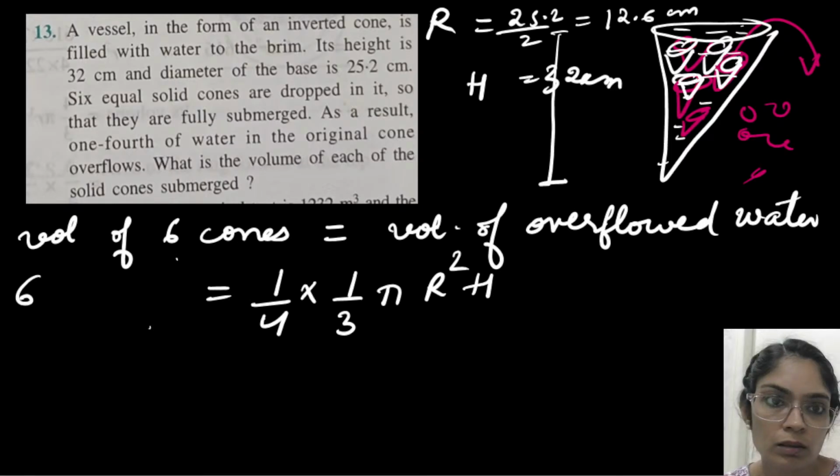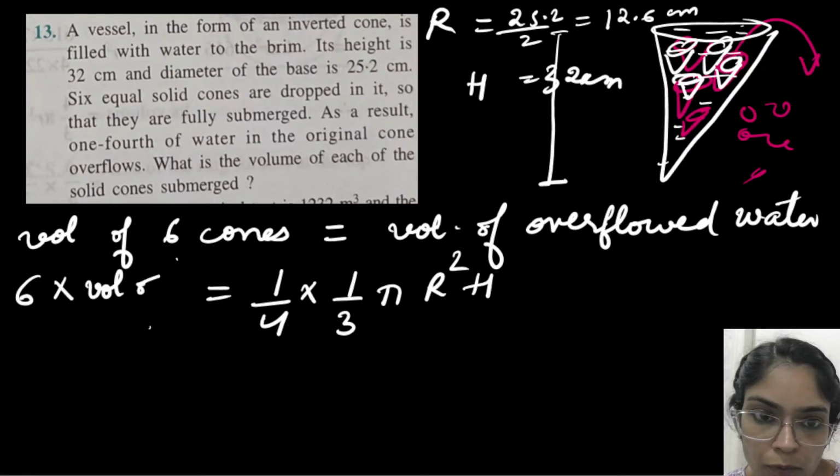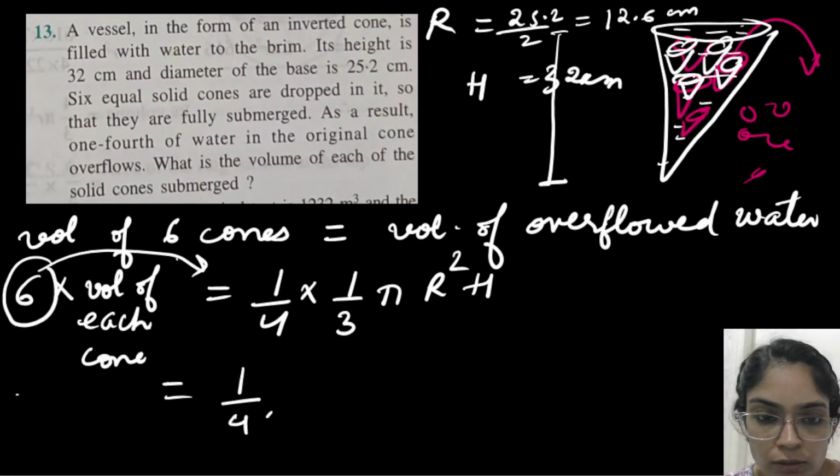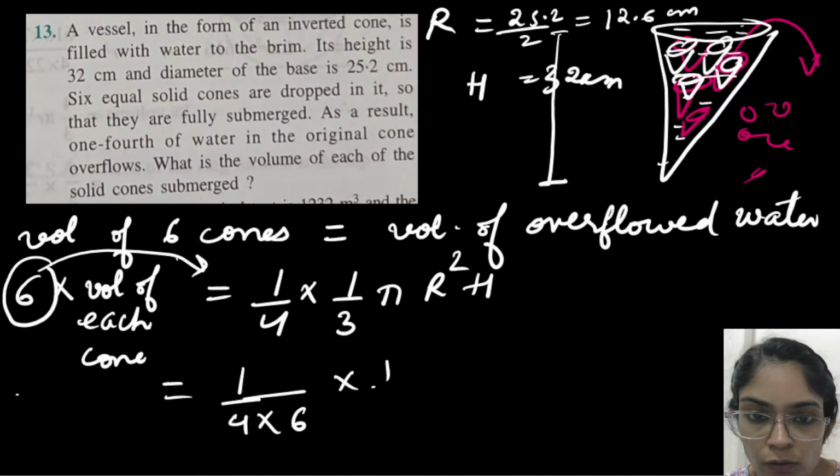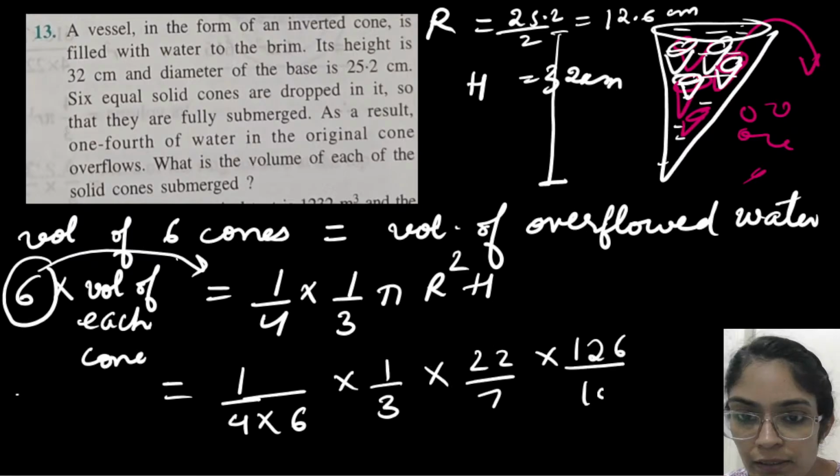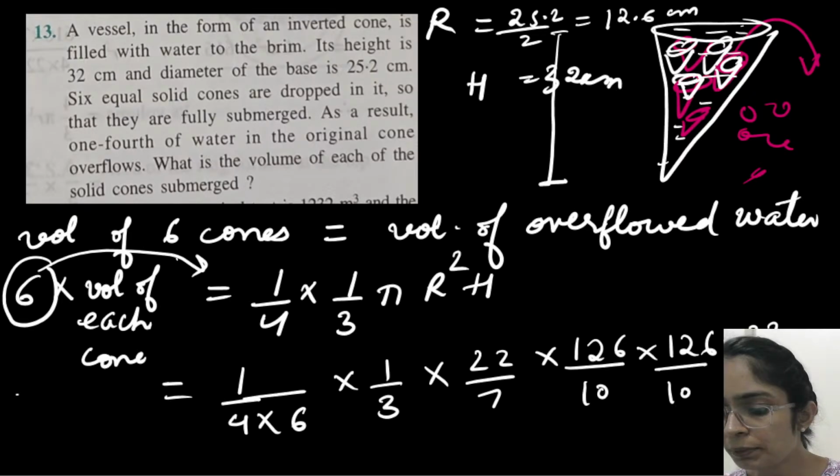So I will just be writing 6 into volume of each cone. I will not write it in the form of formula. 6 into volume of each cone. So this 6 also let's shift to the other side. So volume of each cone will be 1/4, and this 6 will also come down into 1/3. Pi's value we have to take as 22/7. R's value is 12.6 or 126/100, into height, which is 32. I hope this is visible.